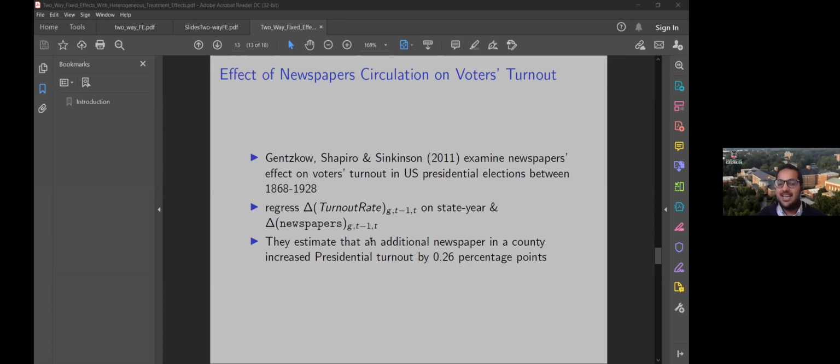Simply put, what Gentzkow, Shapiro, and Sinkinson do is run a first difference estimator. You take the first difference of turnout between presidential elections t and t minus 1 in a particular county, and run it on a constant and state-year fixed effects, where state-year is an interaction between state and year fixed effects, plus the first difference of the newspaper count in the county. They find that if you increase the newspaper count by one, from 1 to 2, presidential turnout increases by 0.26 percentage points, with the mean being about 65%.